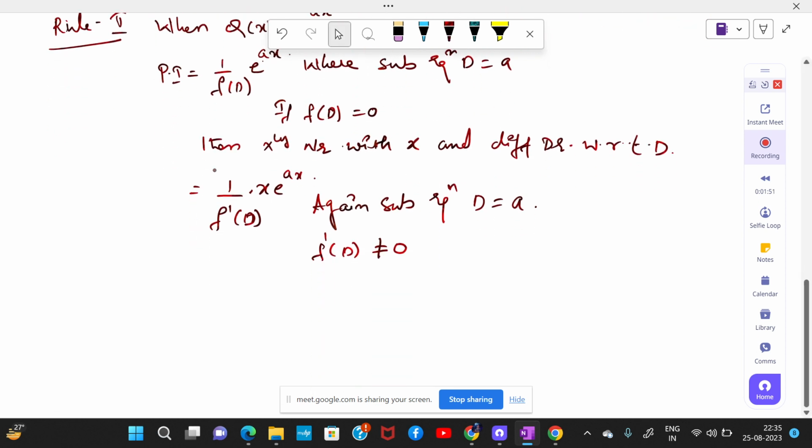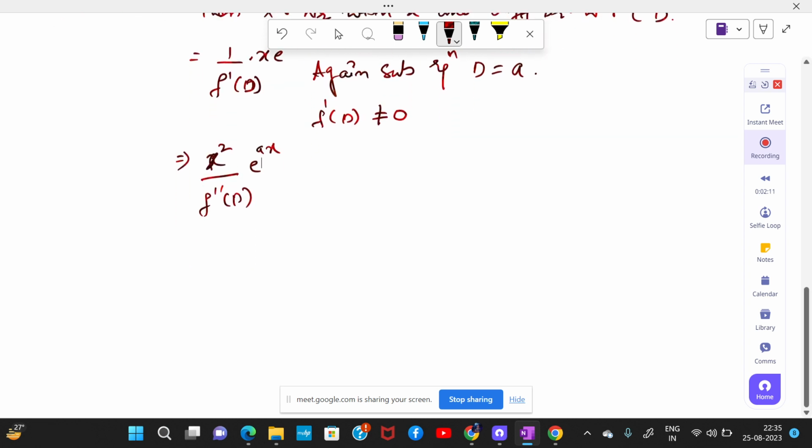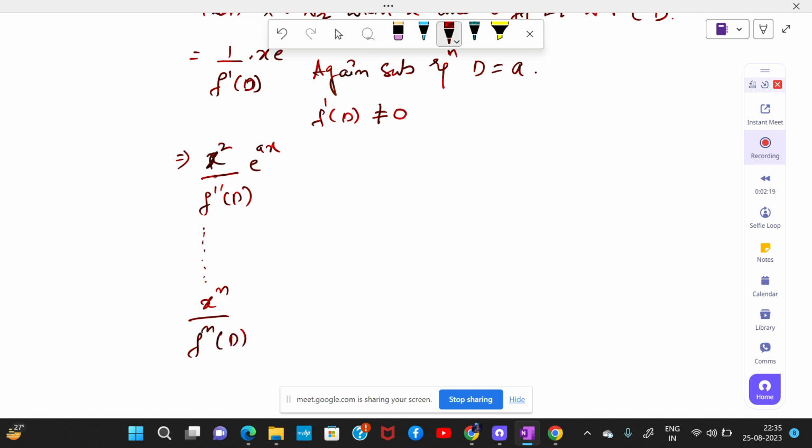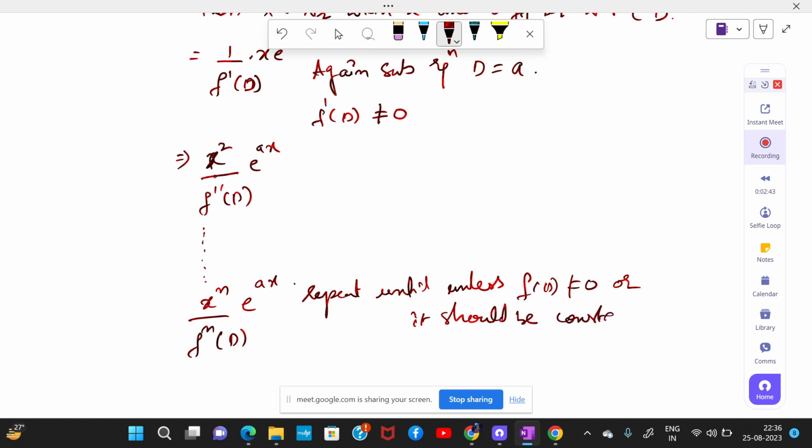If it becomes 0, again you repeat until your denominator does not become 0, or it becomes a constant. Then you multiply again by x, then f double dash of D, e to the power of ax. In that way you repeat it: x to the power of n by f to the power of n of D, e to the power of ax, until f of a is not equal to 0 or it is a constant.